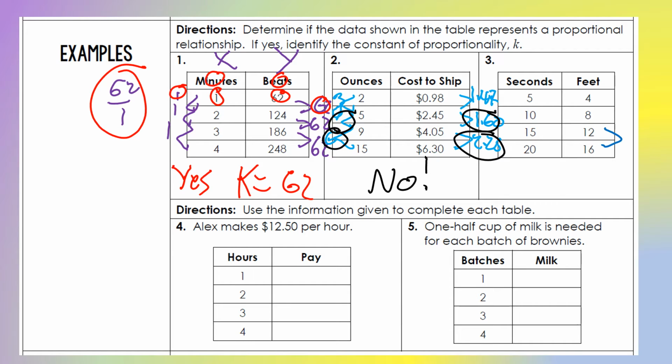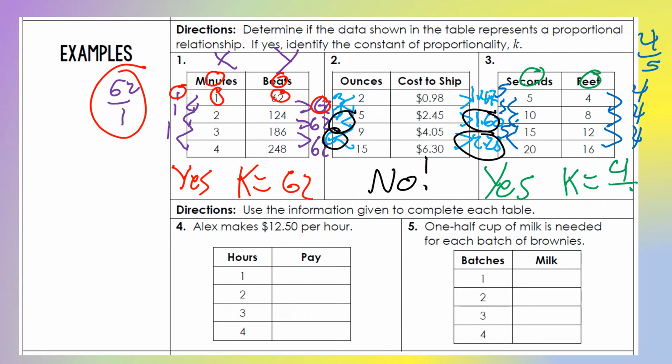And the last one does have a constant slope, 4, 4, 4, 5, 5, 5, 4 over 5. And does it go through 0, 0? 5 minus 5 is 0, 4 minus 4 is 0. It does go through 0, 0. So because it does both of those things, this is a yes, and my constant of proportionality is 4 over 5, the same as the slope.